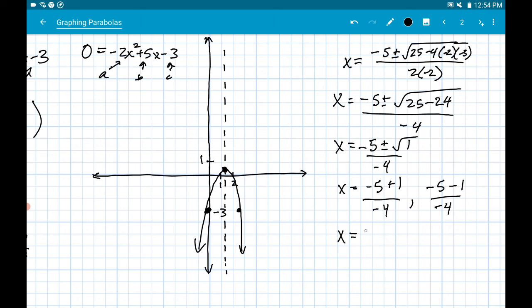So what do we got here? We got negative 4 over negative 4. So one of the answers is 1. And we got negative 6 over negative 4. So our other answer is 3/2.